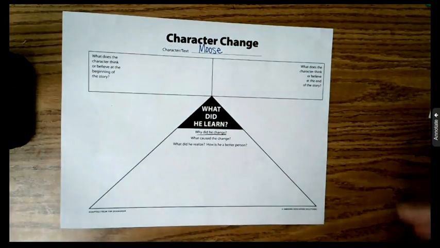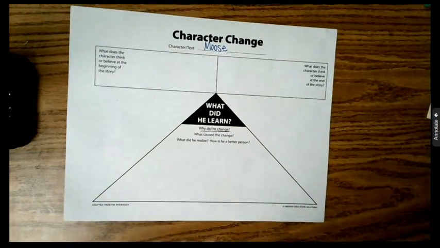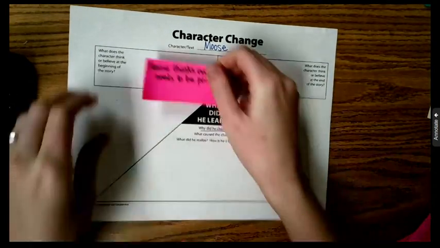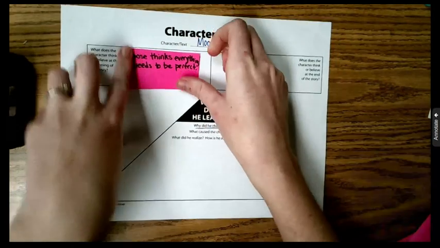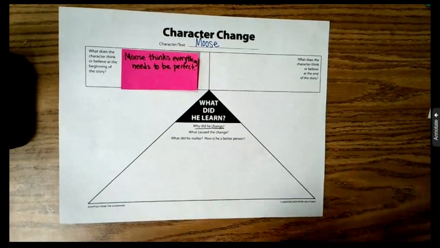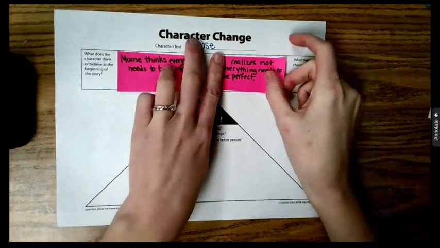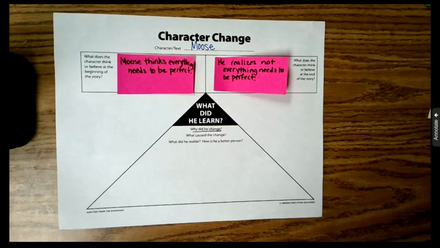So on my plot diagram, I'm going to put that at the beginning of the story. Moose thinks everything needs to be perfect. And then what happened at the opposite of that? At the end of it, he realized that not everything needs to be perfect.